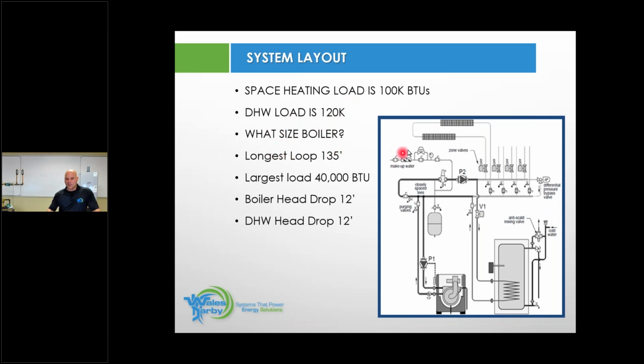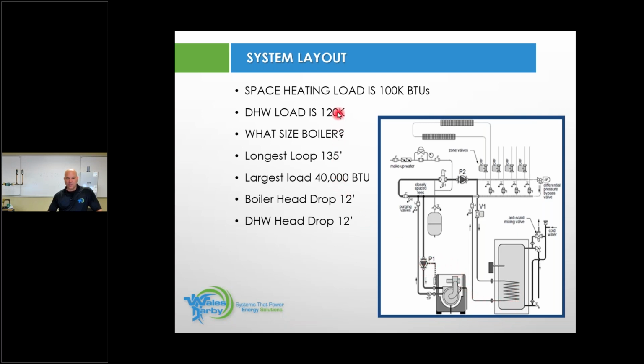Your longest heat circuit is 135 feet. Like I said, I just gave away one of the answers. 135, you did the math already. That's 8.1 feet of head. Your largest heat circuit, so one of these heat circuits has 40,000 BTU on it. But the critical information here is the boiler head drop. This heat exchanger has a 12-foot head drop. This coil in the indirect has a 12-foot head drop. So you need to size P1.